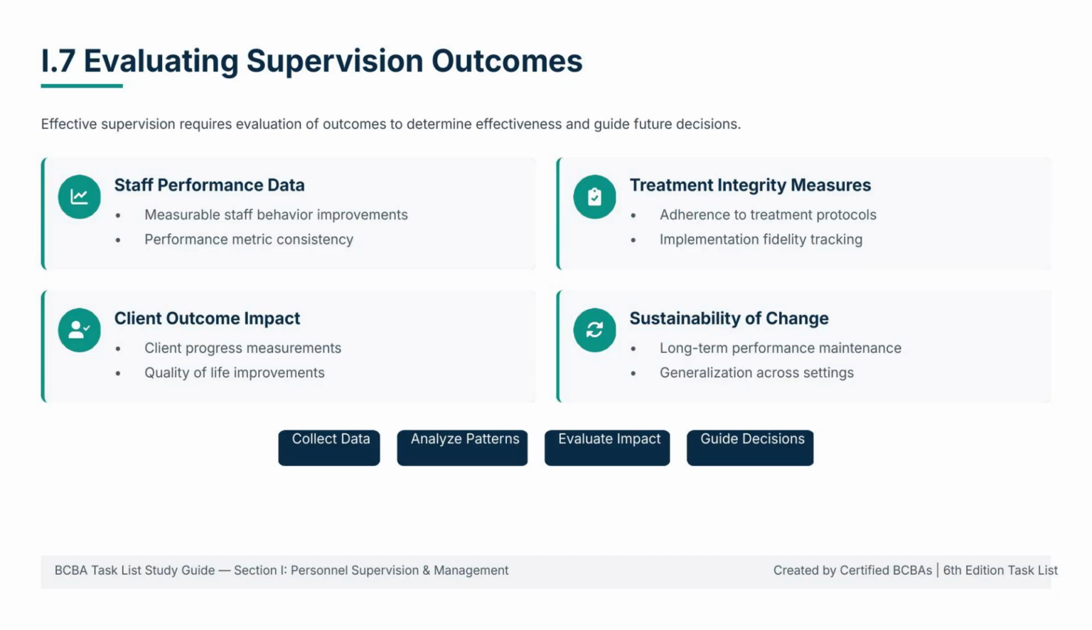Evaluating supervision outcomes is essential. This includes collecting staff performance data, treatment integrity measures, and client outcome data when relevant. Supervision should produce measurable improvements and sustainable change. If outcomes aren't improving, supervision strategies need to be adjusted.